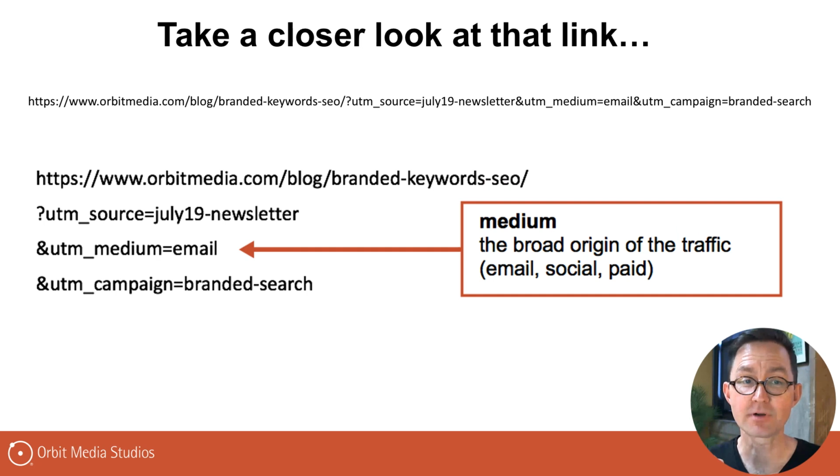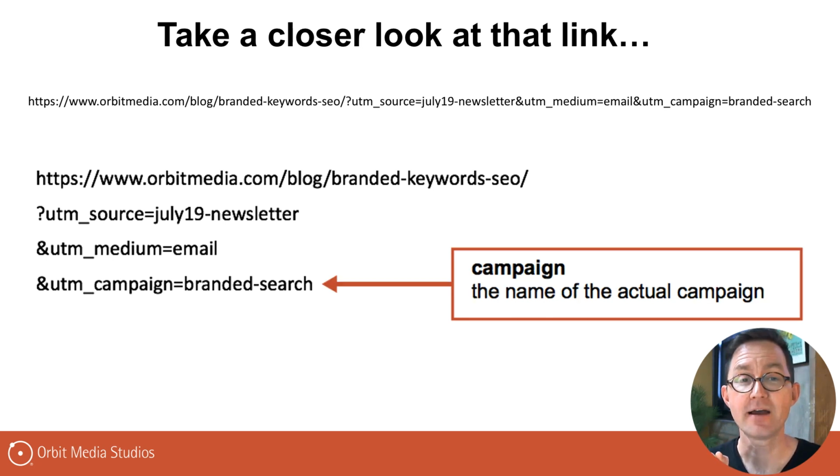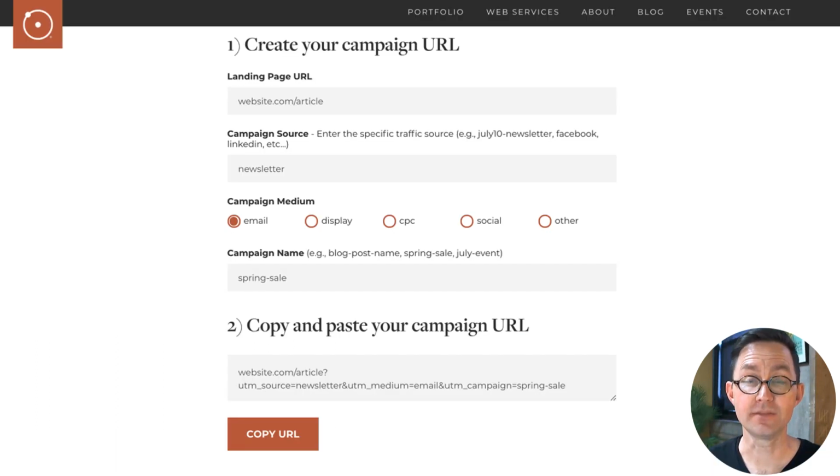The next parameter is medium. Medium is the broader origin of traffic, such as email or social or paid. Finally, the third parameter is the campaign name. Whatever you named it, anything that you called it, that's the campaign name. Now, how did I get all this extra code at the end of that link? The answer is with a URL builder.